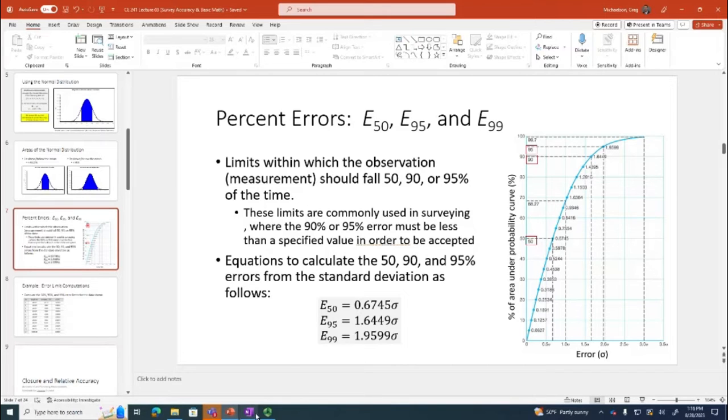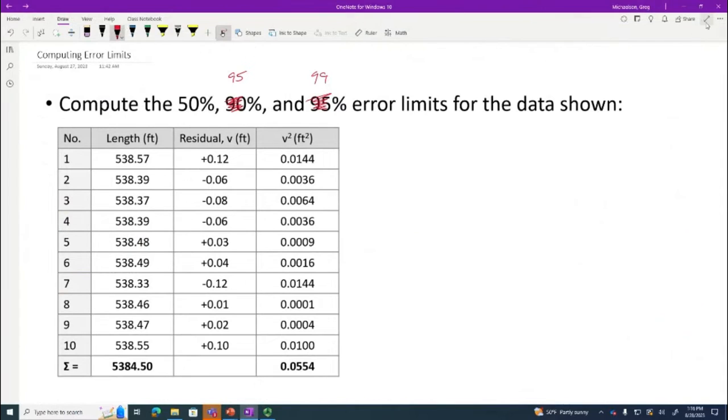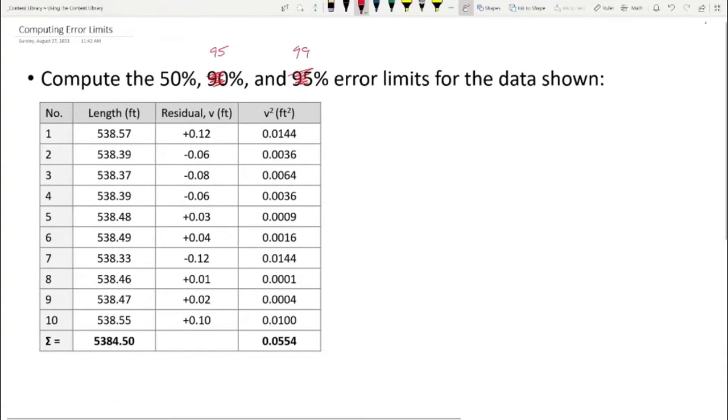Okay. So what we're going to do is compute the error limits for this data shown, and you'll get an idea of how to wrap your head around this once we do some examples. So we're going to compute the percent error limits for this data shown, but in order to do that, we need to do some fundamental statistics. Okay. So first off, let's compute the mean, the most likely value.